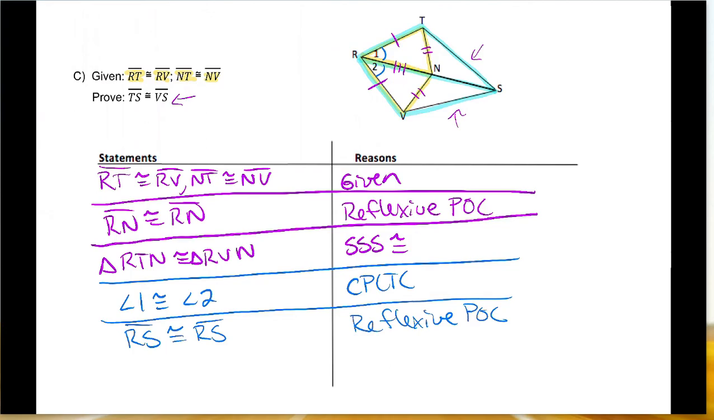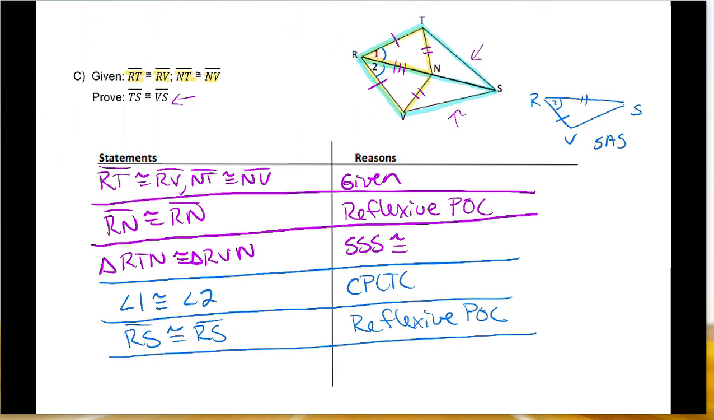Now we're using RS. And just to kind of sketch this out to see the path here, if this is triangle RVS, we now have angle 2, we have RV from the given, and we have now side RS. And we can see that side angle side is going to be my method for the triangles. And I have the 3 pieces in the proof right now, so I'm ready to name my new pair of triangles. If I say RTS, I would then say RVS, lining up all my corresponding parts. My reason would be side angle side.